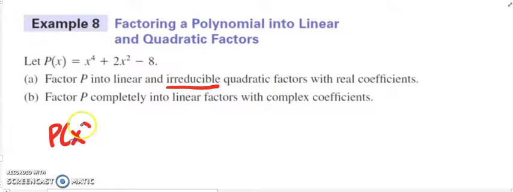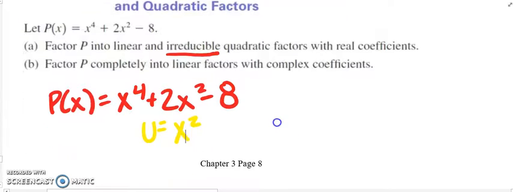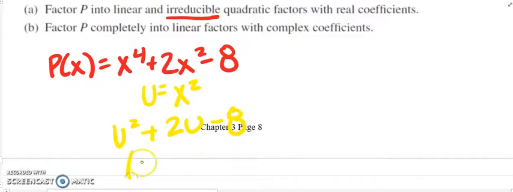So the only way to factor this is again the U substitution. Remember, if you were struggling with that, you've got to come see me with any of the stuff we've learned in the past because it's going to keep popping up on you. Okay, and so then I can factor this into U plus 4, U minus 2. 4 times negative 2 is negative 8, 4 minus 2 is 2, that works.